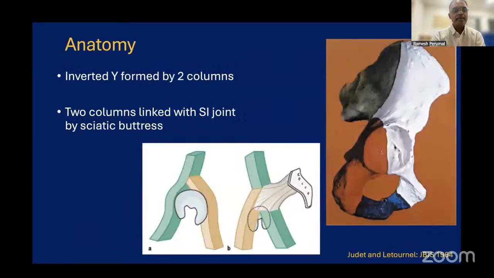When you come to the anatomy, the acetabulum is like an inverted Y shape between two columns. The anterior column and the posterior column join in the supra-acetabular region, and further the sciatic buttress extends, so the two columns form a Y-shaped construct. It is then linked with the sacroiliac joint along with the sciatic buttress. The sciatic buttress is one of the strongest parts of the bone. Here the white shadow represents the anterior column and the red shadow represents the posterior column. The posterior column is behind and has very strong osteology.